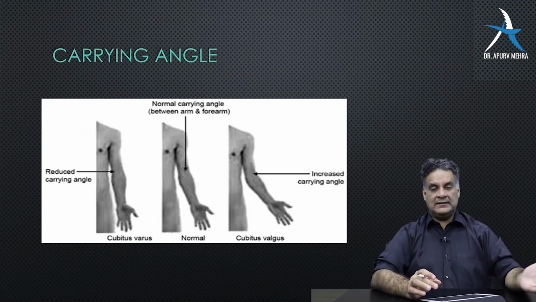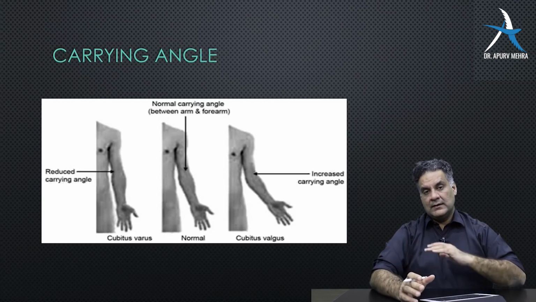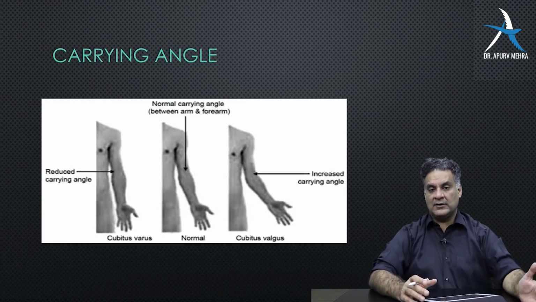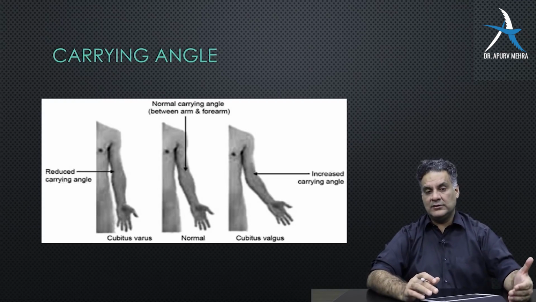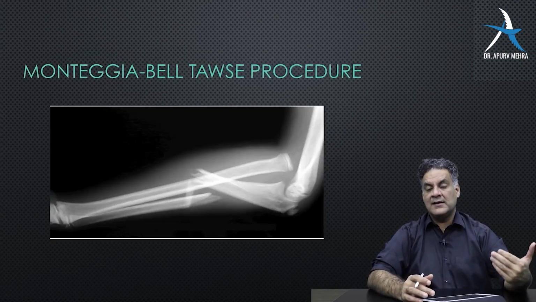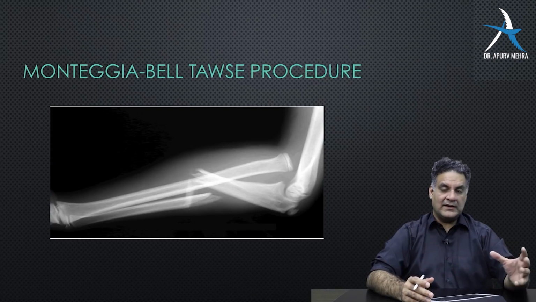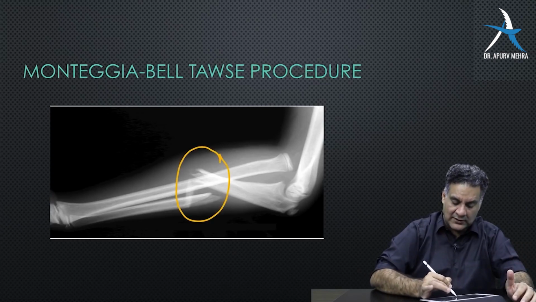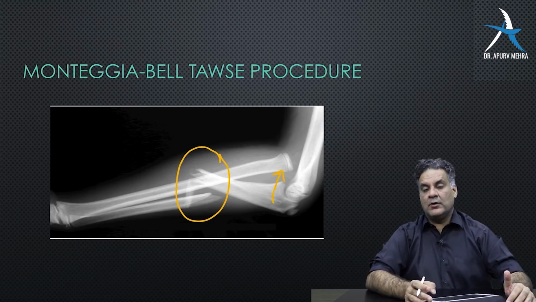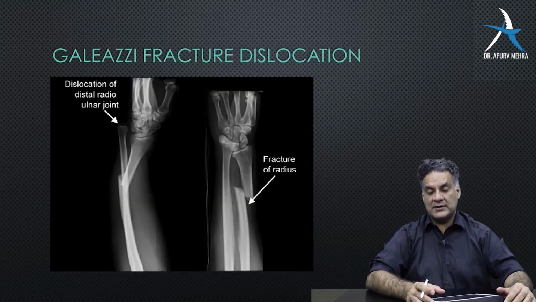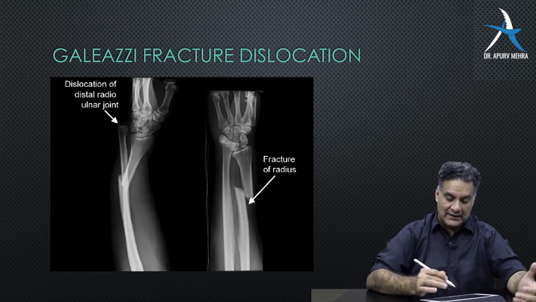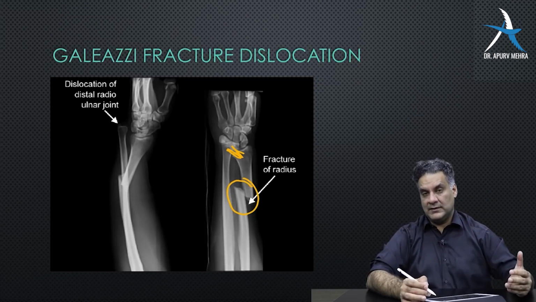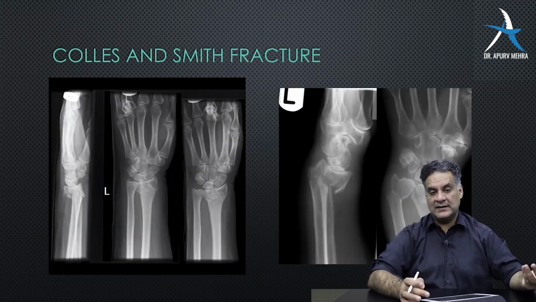The carrying angle is the angle between the arm and forearm. It's more in females. When the carrying angle increases beyond normal, it's called cubitus valgus. And when it's reduced, it's called cubitus varus, also called gunstock deformity. Fractures of the forearm with dislocations are very common. Fracture of ulna with dislocation of radial head is called a Monteggia fracture dislocation. And the opposite of it is Galeazzi, fracture of radius with dislocation of distal radioulnar joint, which is more common. That's why it's more commonly asked in the exam.